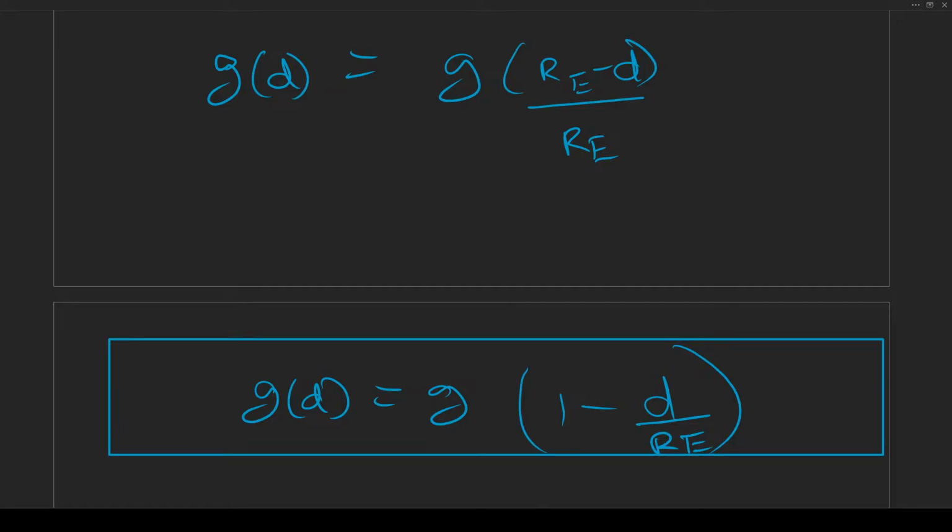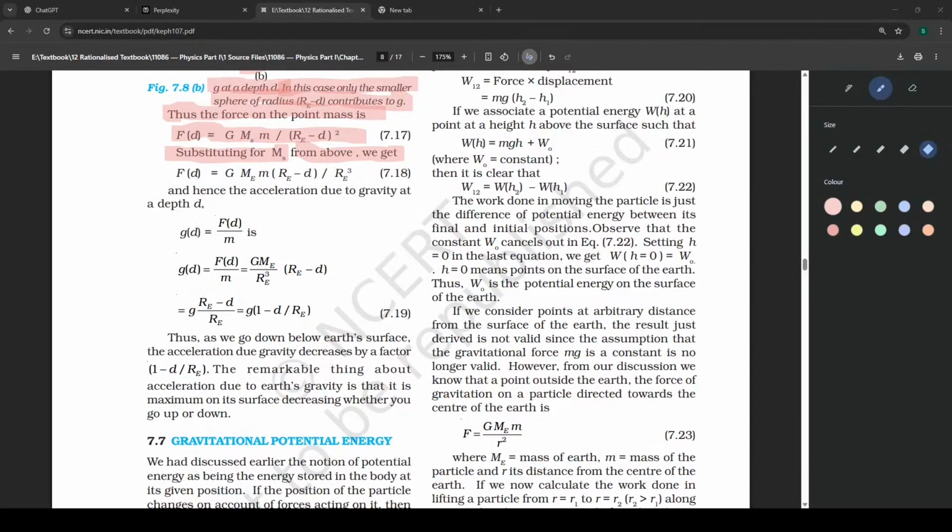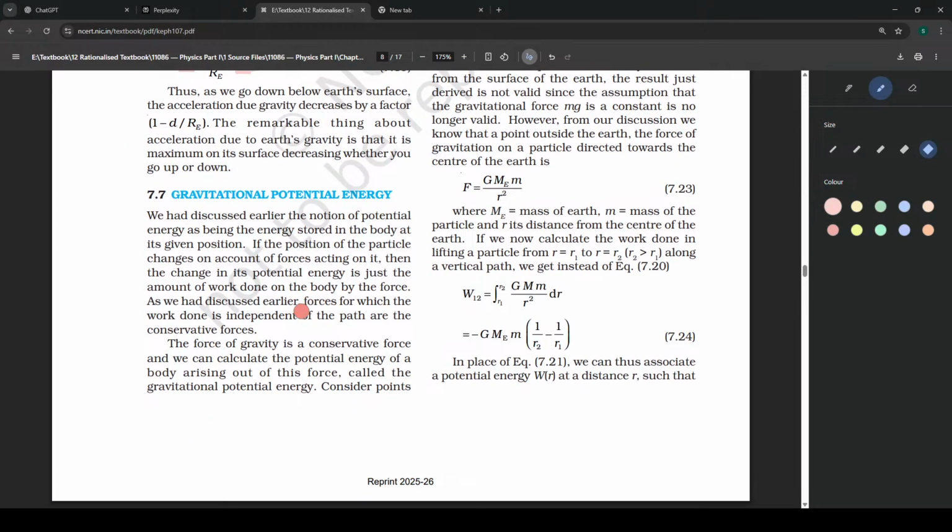This is the formula. Now let's go back here. We'll get Fd, which is equal to G M m Re minus d by Re whole cube. Then the acceleration due to gravity at depth d is equal to Fd by m. We'll get this much value which we got before, and substituting G M e by Re square as g, we will get 1 minus d by Re, the last equation we got.